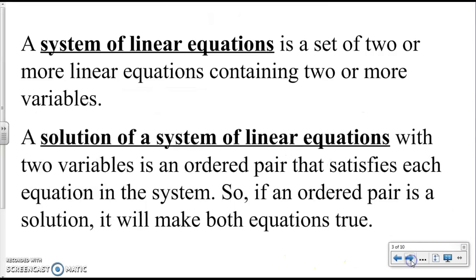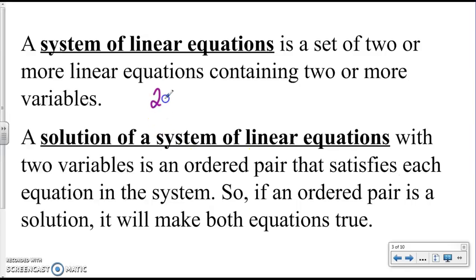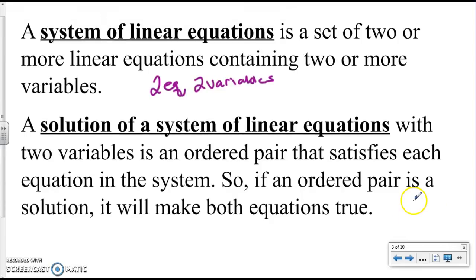on graphs. Okay, so a system of linear equations is a set of two or more linear equations containing two or more variables. In Algebra 1, we focus on two equations with two variables. So typically we have x and y, unless we're looking at an application problem. So we have two equations with two variables. And then a solution of a system of linear equations with two variables is an ordered pair that satisfies each equation in the system. So if an ordered pair is a solution, it will make both equations true. So that's really easy to see when you're looking at a graph. We're just looking at the point where the lines cross.